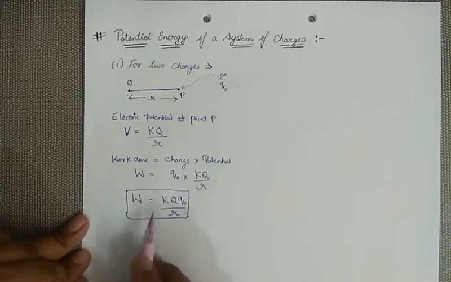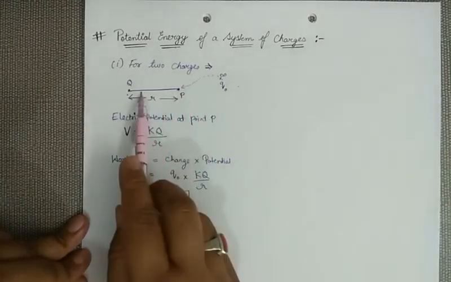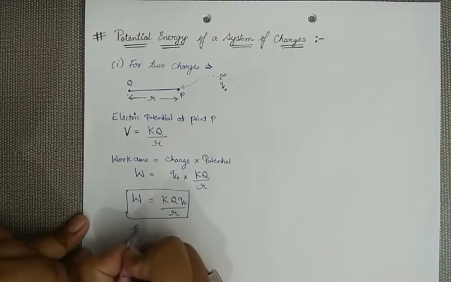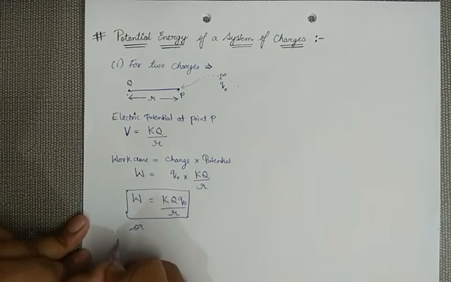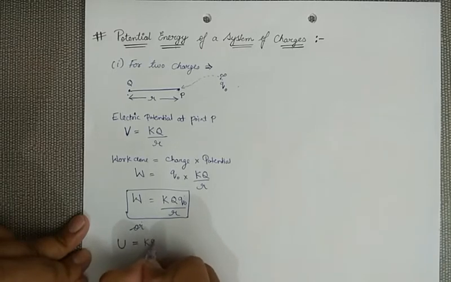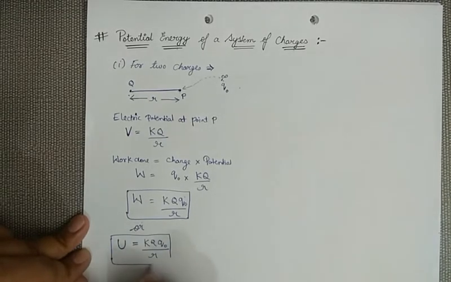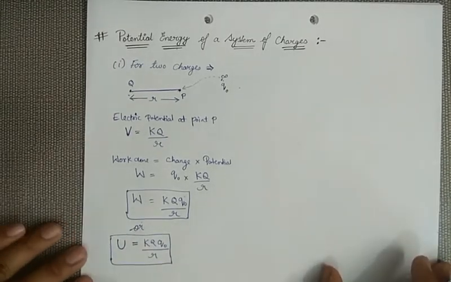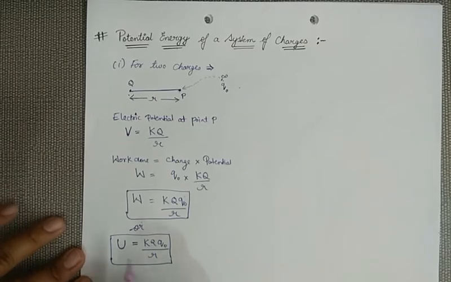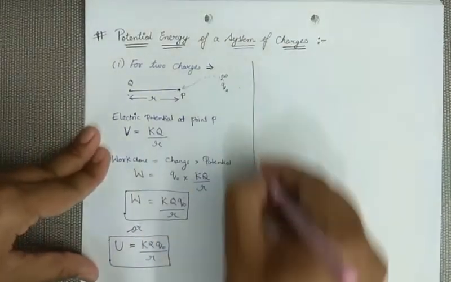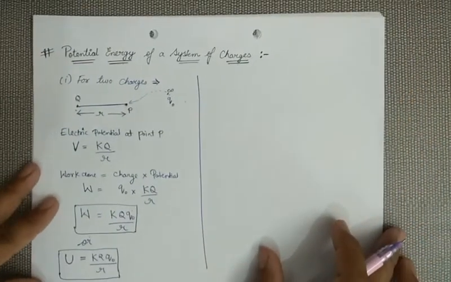This is the work done in order to bring the two charges to a distance of R. This amount of work done is equal to the potential energy stored in the system, that is K Q Q naught by R. So this is the expression for the energy or work done for two charges. In a similar manner, we can take an example of a three-charge system.